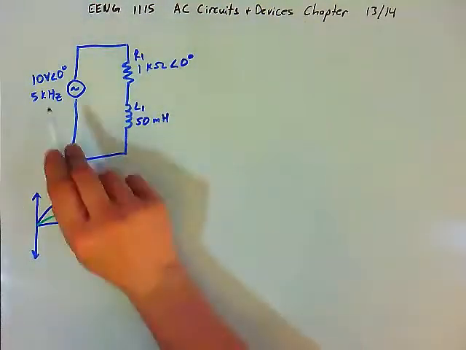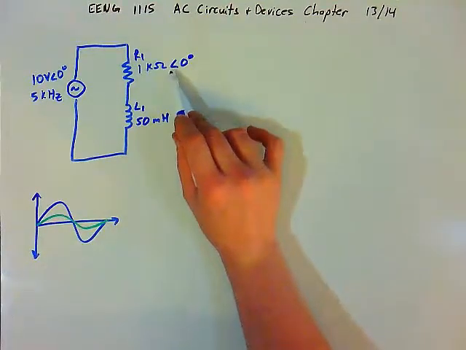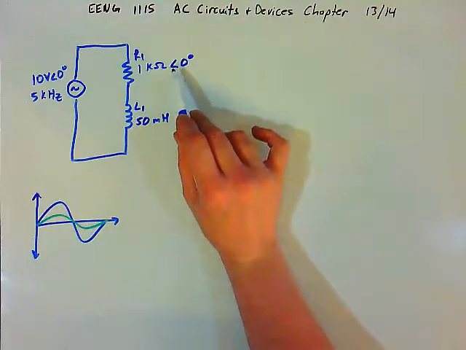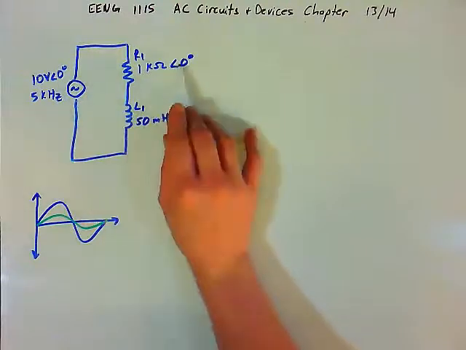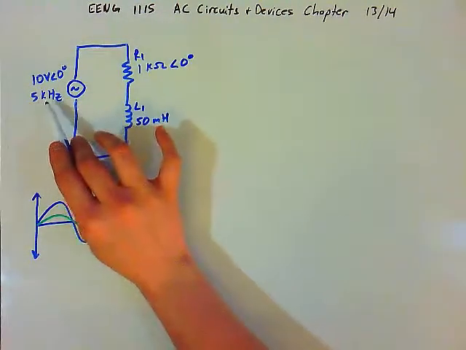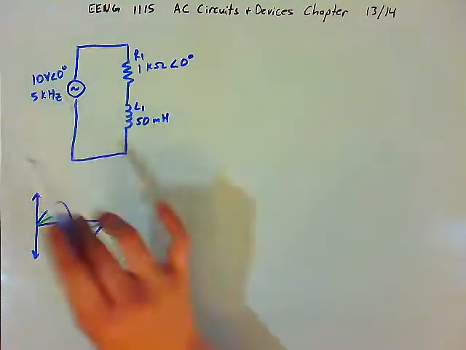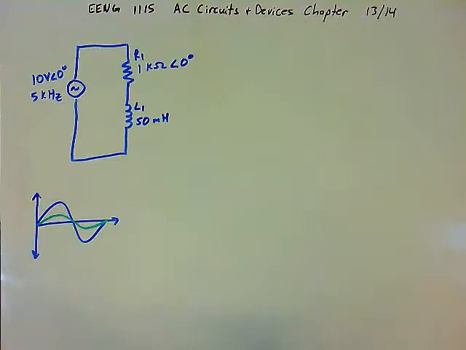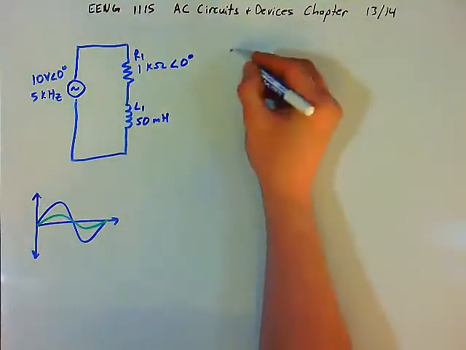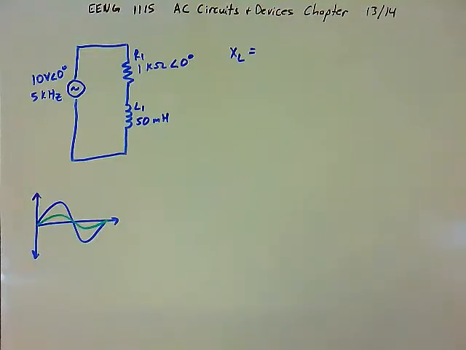It'll be the same as whatever the voltage is. The resistance does not offer resistance to change in current. The resistance does not cause the current to be out of phase with the voltage. So the resistance will always be at 0 degrees just like the voltage. Okay? But X sub L, on the other hand, as we saw before, will be at positive 90 degrees.